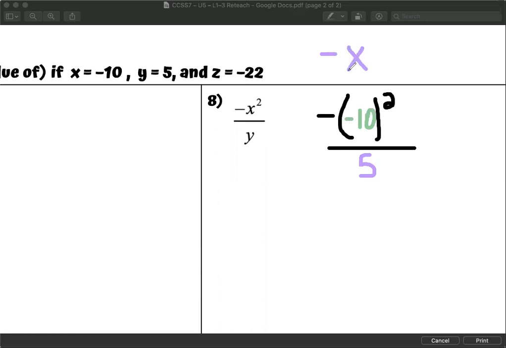When we have negative x squared, this technically means negative 1x squared, which is multiplication. If we have multiplication and exponents, you have to do the exponents first. So when I'm doing the order of operations here, I am first doing the exponents, negative 10 squared, then I will apply this negative. So negative 10 squared, negative 10 times negative 10 is positive 100. Then I apply this negative after the fact. So it's negative 100 over 5. A negative divided by a positive is a negative. 100 divided by 5 is 20.